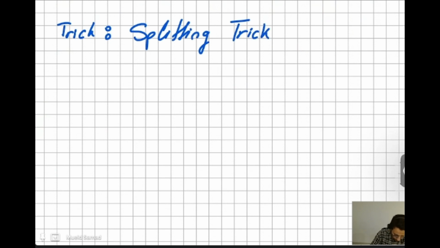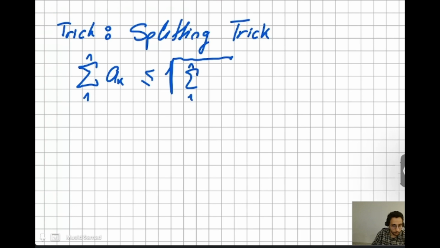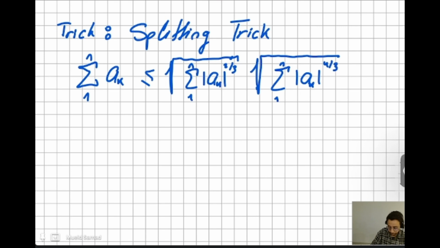Okay, so here we have the summation of ak from 1 to n, smaller or equal to the square root of the summation from 1 to n of ak to the power of 2 over 3, times the square root of the summation from 1 to n of ak to the power of 4 over 3. We're going to understand a bit more why this is. Okay, how do we prove this?